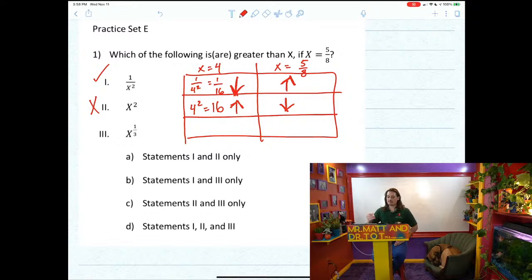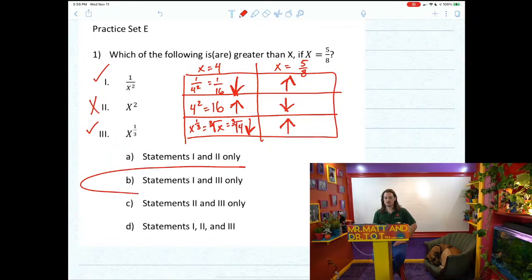And x to the 1/3 is the same exact thing as the third root of x. So if I take the third root of 4, that's going to decrease 4. It's not going to be an exact integer value, but it's going to be 1 point something. So to go from 4 to 1 point something, that's a decrease. So if the number is in between 0 and 1, the opposite is going to occur. That's going to increase. So your answers here are going to be statements 1 and 3 only, which is answer selection B.